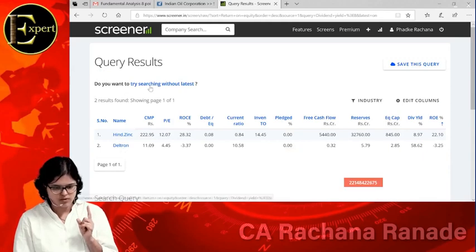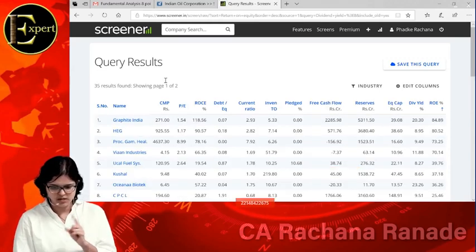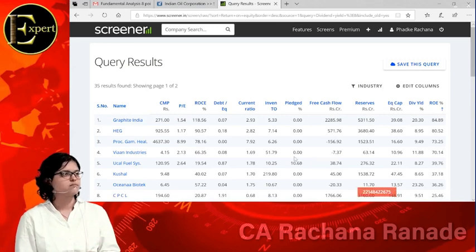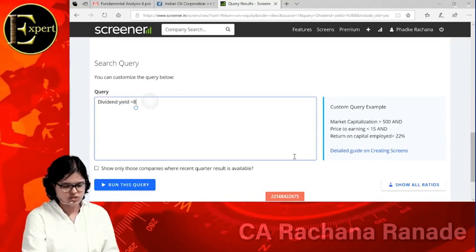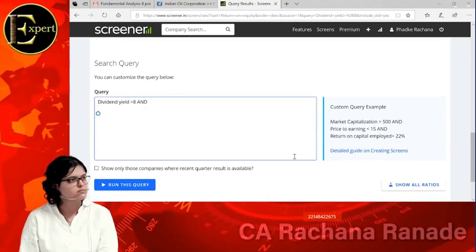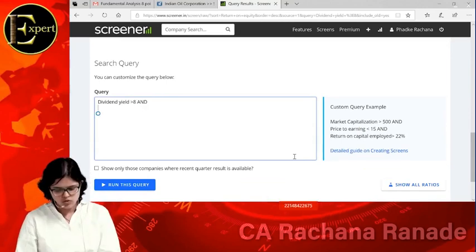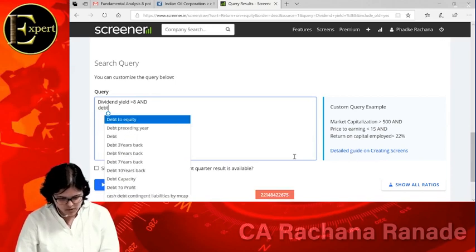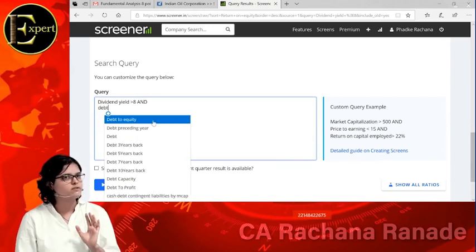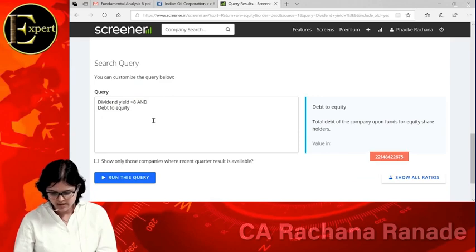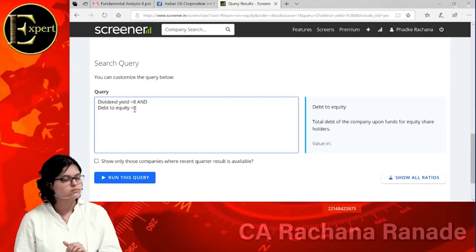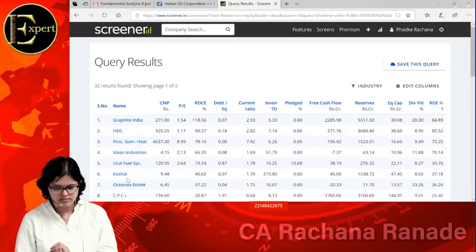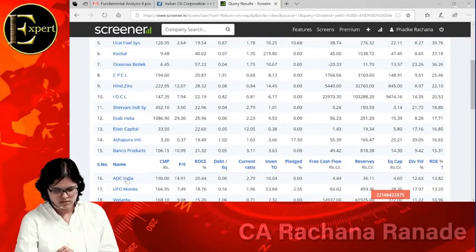Maybe do you want to try searching without latest? Searching without latest, you'll get this entire list. And if you want to have more queries back to back, you just go on putting 'and'. So debt to equity. They'll also give us suggestions. I've typed only debt. Debt to equity is less than what? 2. Debt to equity also has to be less than 2. Run this query. So out of this, it showed me a few more names.